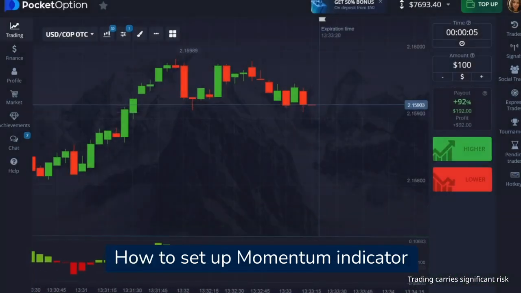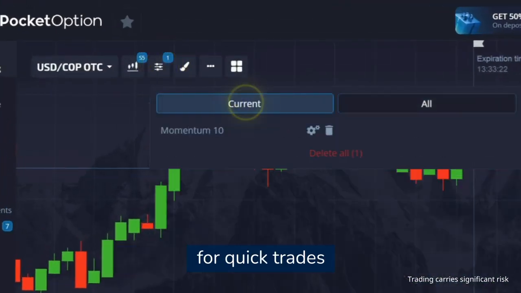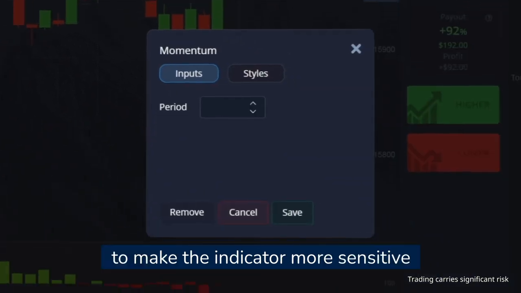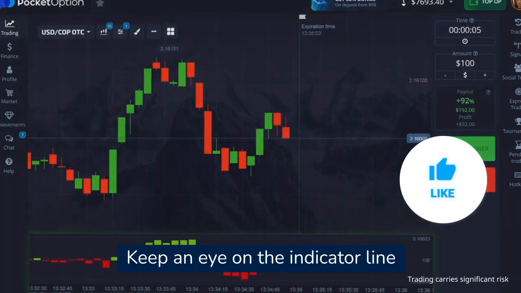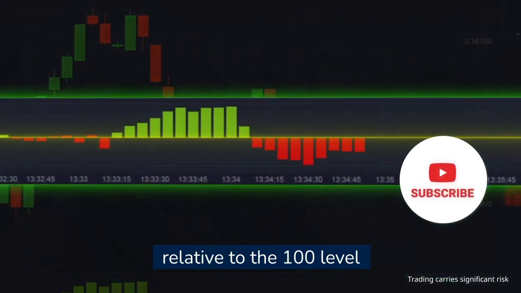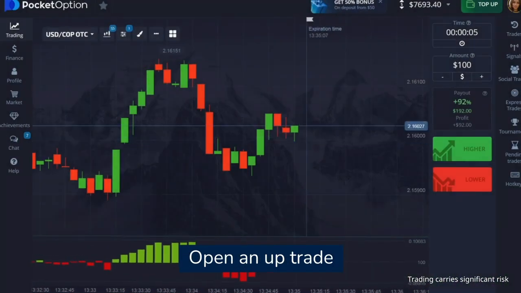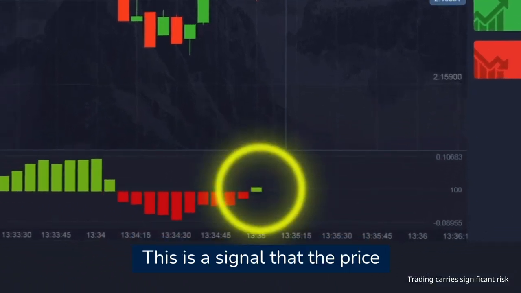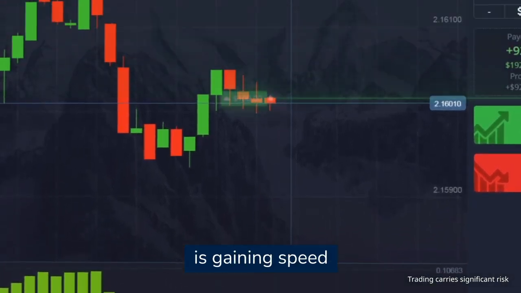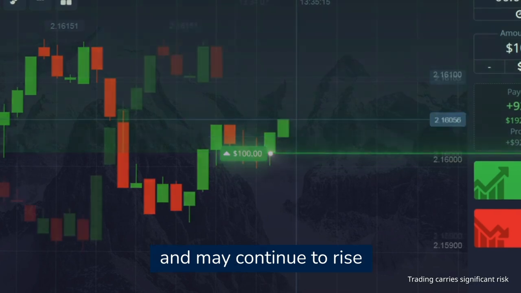How to set up momentum indicator for quick trades. Set the period to 10 to make the indicator more sensitive to short-term price movements. Keep an eye on the indicator line relative to the 100 level. Open an up trade when the momentum line rises above the 100 level. This is a signal that the price is gaining speed and may continue to rise.